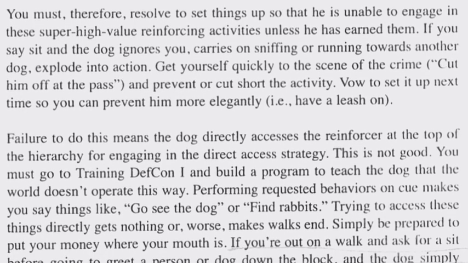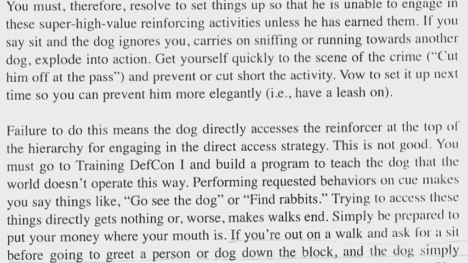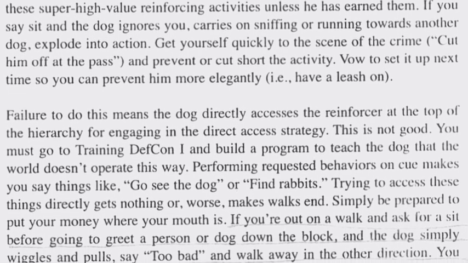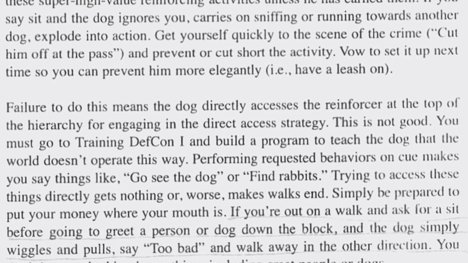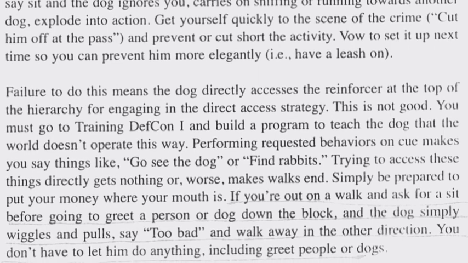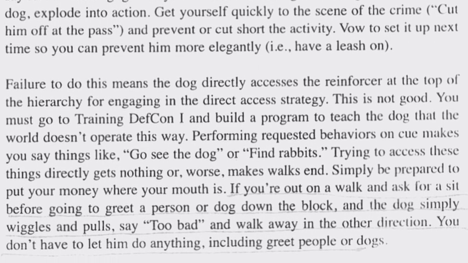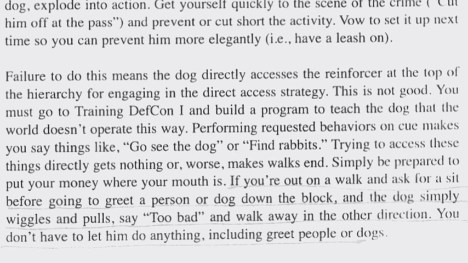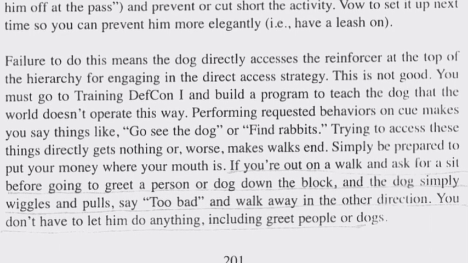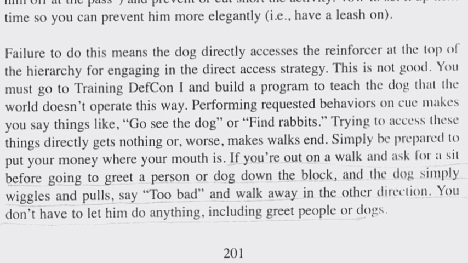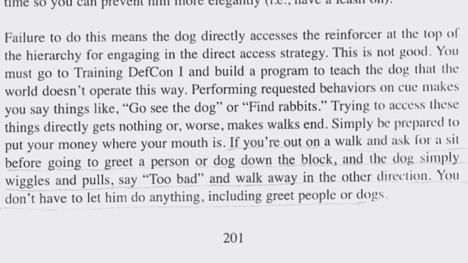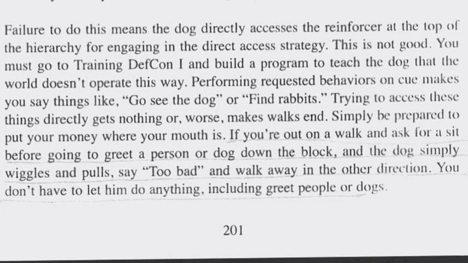You must go to training DEFCON 1 and build a program to teach the dog that the world doesn't operate this way. Performing requested behaviors on cue makes good things happen, like go see the dog, or find rabbits. Trying to access these things directly gets nothing or worse, makes walks end. Simply be prepared to put your money where your mouth is. If you're out on a walk and ask for a sit before going to greet a person or dog down the block and the dog simply wiggles and pulls, say, too bad, and walk away in the other direction. You don't have to let him do anything, including greet people or dogs.